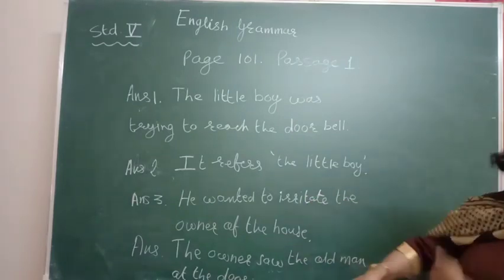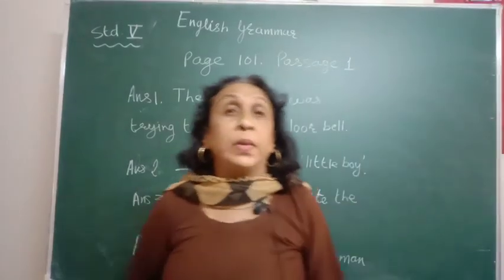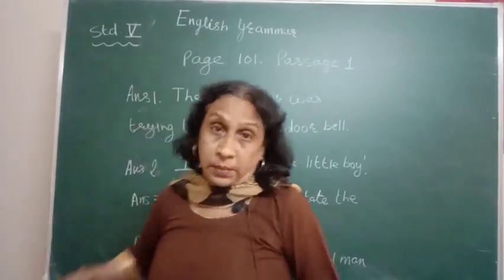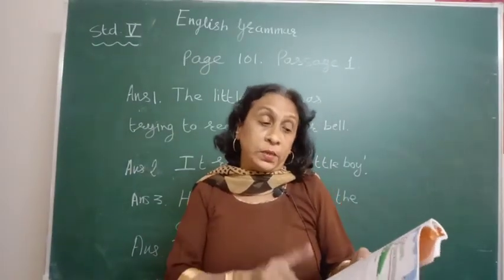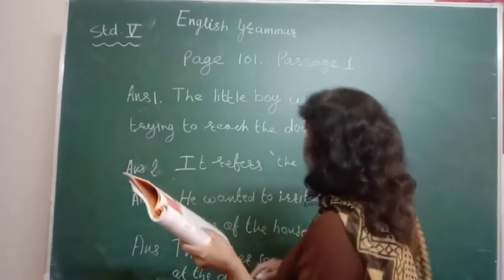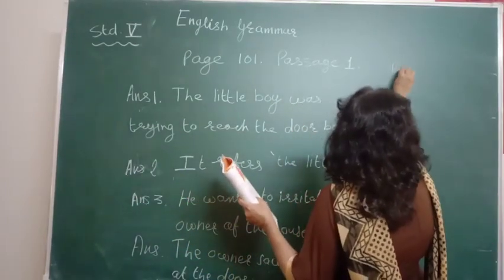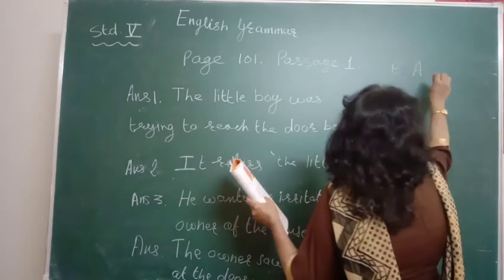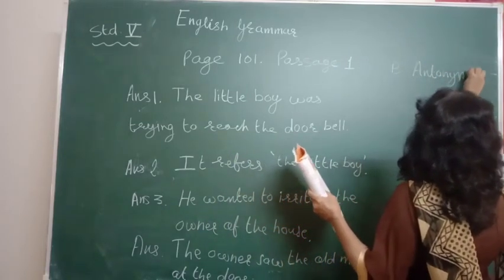Now, find the antonyms of the following from the passage. Antonyms means what? Opposite words. Synonym means similar words. Antonym means opposite words from the passage. Now, in this passage, there are opposites of these words. So, after this, draw a line, write B question and write antonyms. What are antonyms? Antonyms are opposite words.